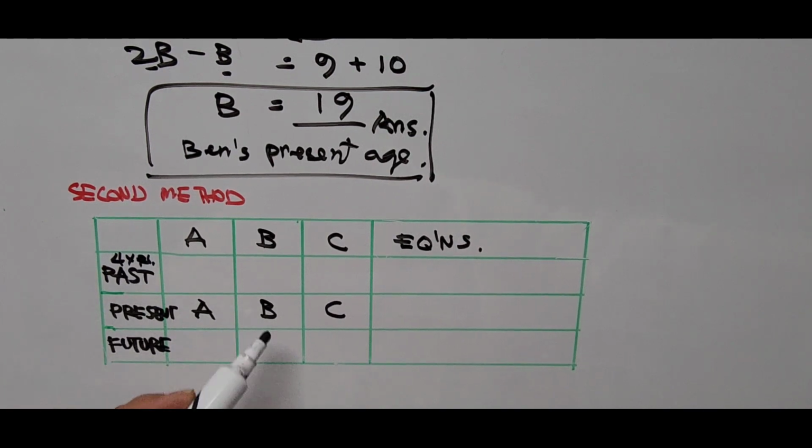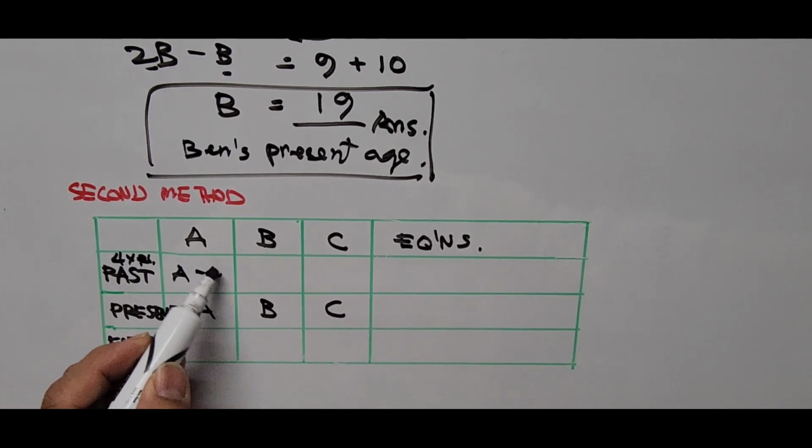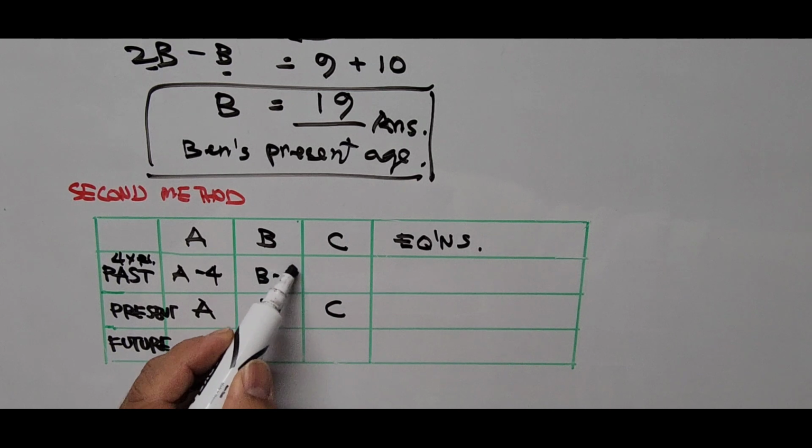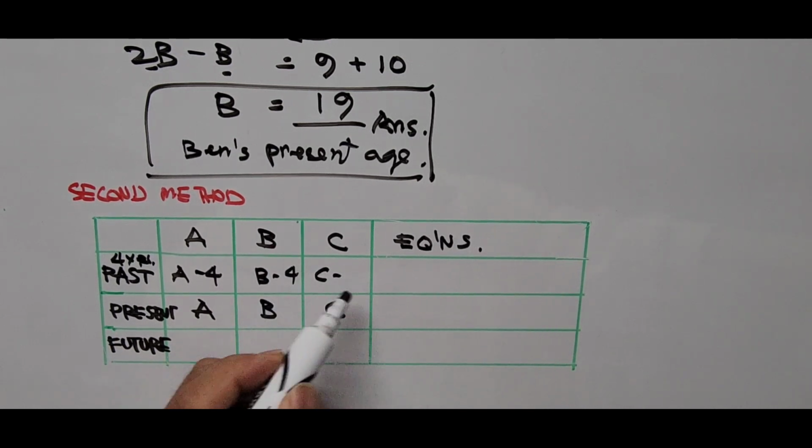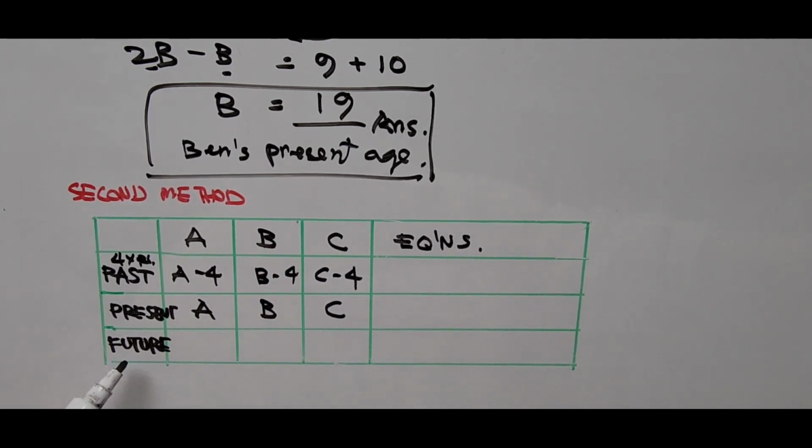And past, it says there, past, that's 4 years. 4 years in the past, so that means A minus 4, there's B minus 4, C's age minus 4. And here in the future, that'll be 3 years. That's 3 years in the future. So we have here A plus 3, then B plus 3, and C plus 3. And here on the right hand side column, we'll be using the equations as based on the problem.